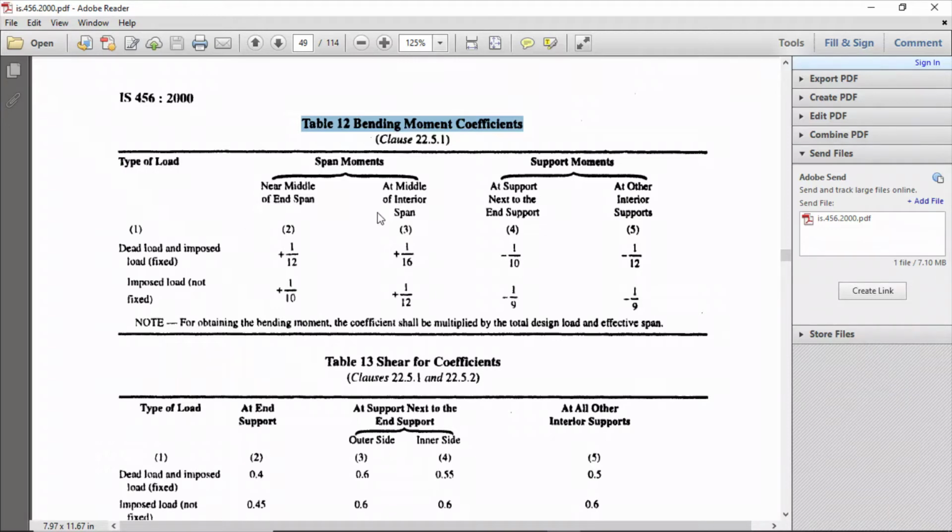In that there are also two separate columns: one is the span moment, second is the support moment. We'll understand this on the figure, but for the moment just go through the table. In span moments we have near middle of end span and at middle of interior span. Similarly, in support moments we have at support next to end support and at other interior support. Now let us see how to apply this on our example.